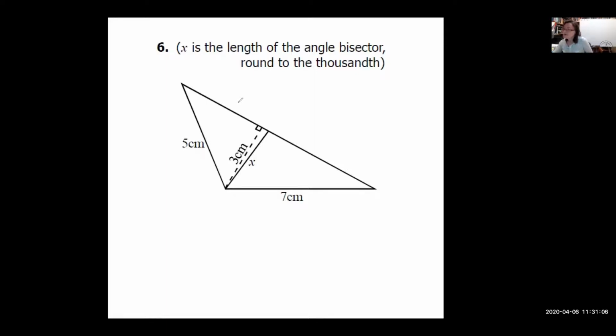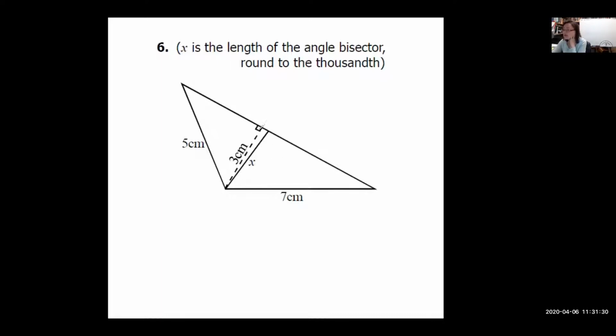All right, everybody, this is a pretty challenging problem. This is from Sim 11, page 6, on the angle bisector section. I'm actually going to go ahead and work this one through because some of you are asking questions on it. Okay, so we're trying to find this length here, and this is the angle bisector.